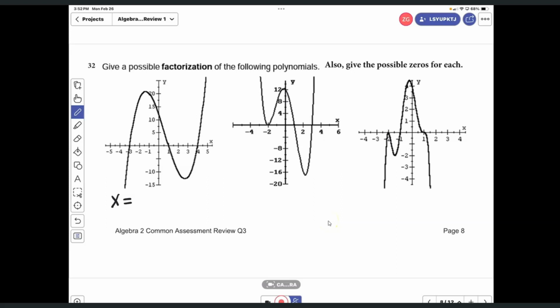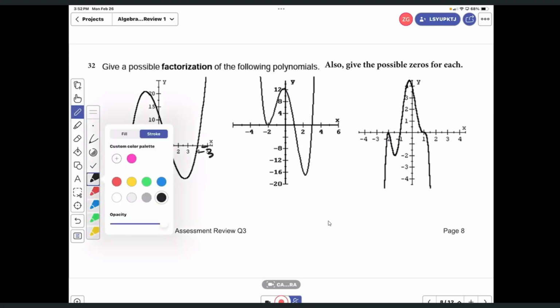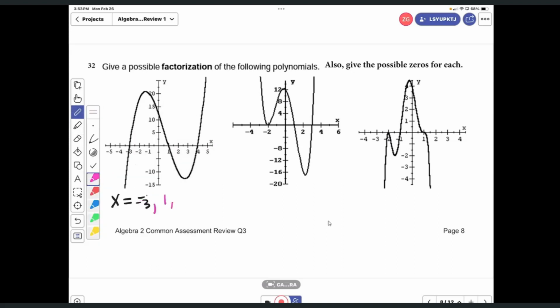Give a possible factoring of the polynomials. So my x values are negative 3 and 4. And if you wanted to give the factors, it'd be x plus 3, x minus 4. x equals negative 2, 1, and 3. So the linear factors are x plus 2, x minus 1, x minus 3.